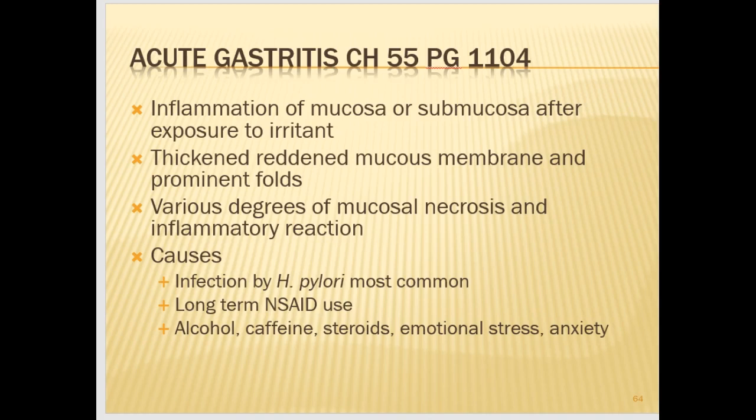Acute gastritis is an inflammation of the mucosa or submucosa after exposure to an irritant. The mucous membranes are thickened and red, with prominent folds, various degrees of mucosal necrosis, and inflammatory reactions. And then some of the causes. Have you guys heard of H. pylori? That's an organism that's found in the GI system. Long-term use of NSAIDs is also a cause. So that's some of the causes of gastritis. And of course, these things also.